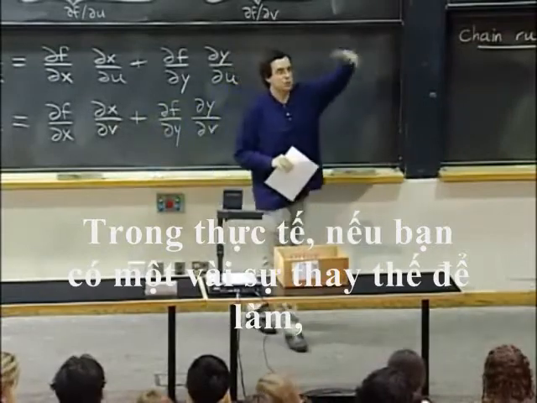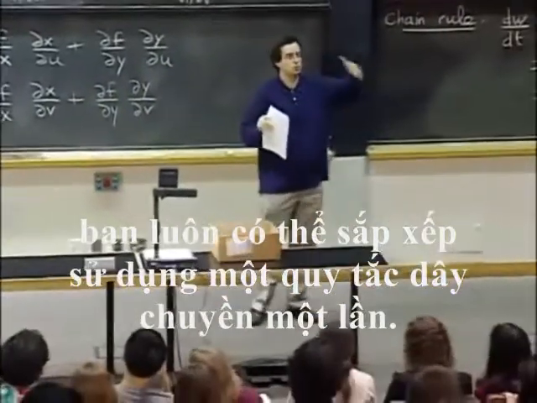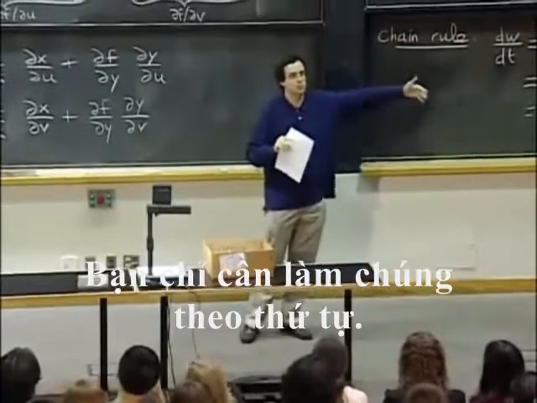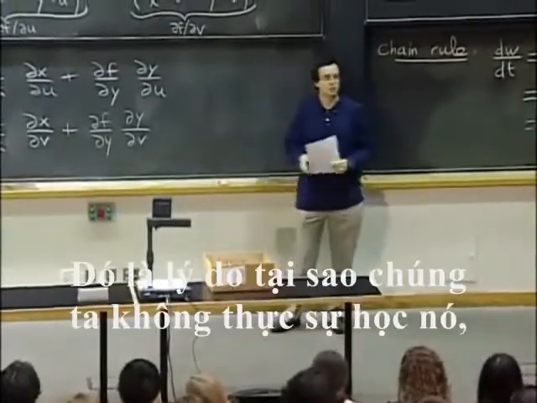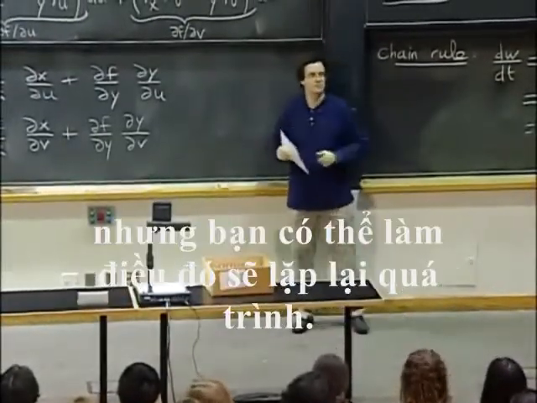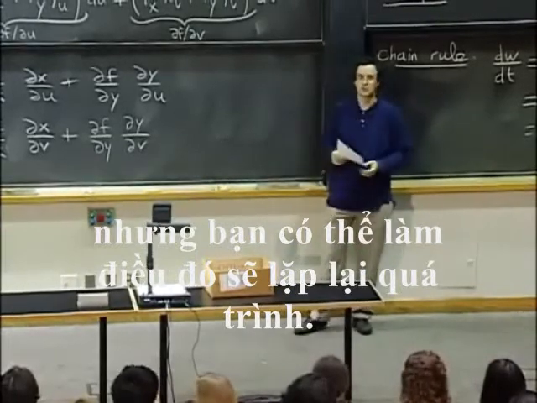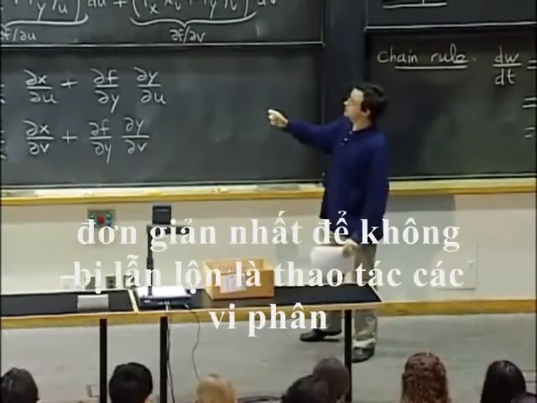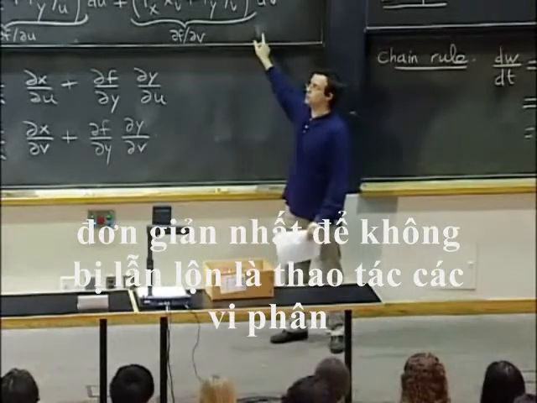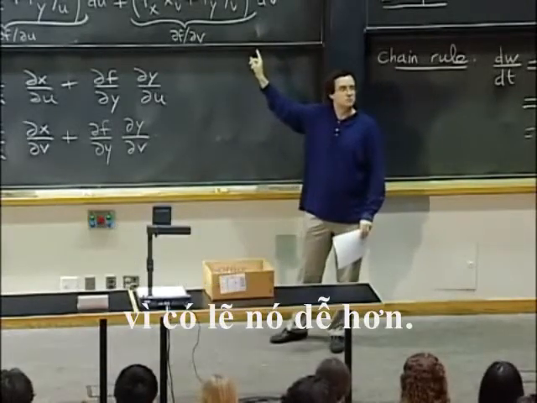So in fact, if you have several substitutions to do, you can always arrange to use one chain rule at a time. You just have to do them in sequence. So that's why we don't actually learn that, but you can just do it by repeating the process. Probably at that stage, the easiest way to not get confused is to manipulate differentials, because that's probably easier.